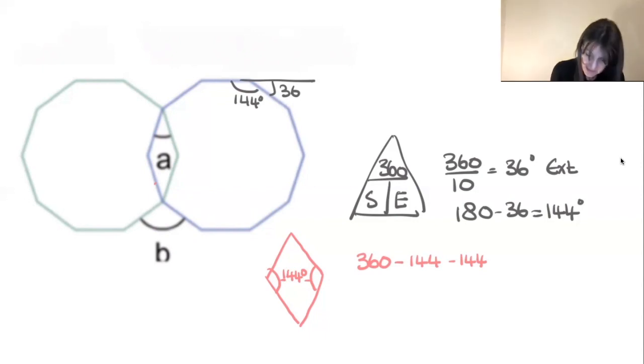Which is going to give me 72. And then that 72 has to be shared by the top and the bottom angle. So 72 divided by 2, which is going to give us 36 degrees. So A is 36 degrees. Okay.